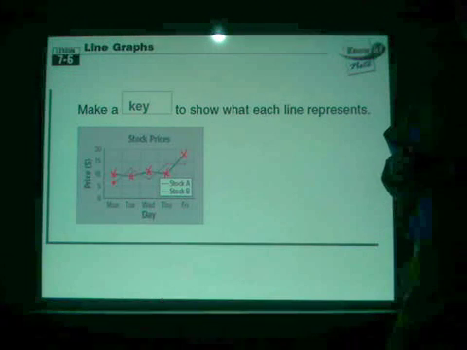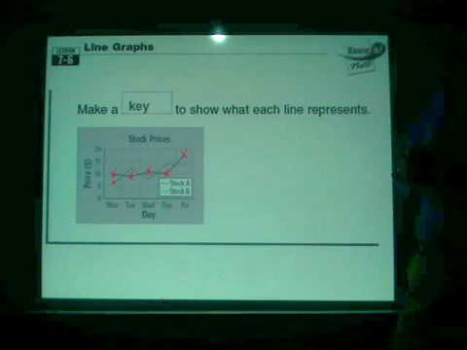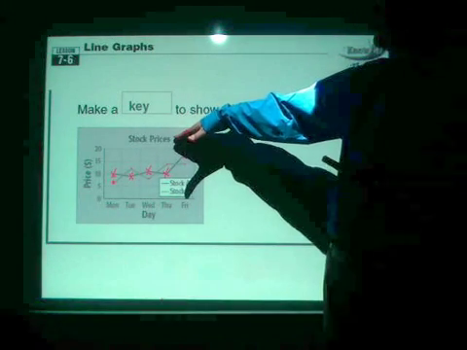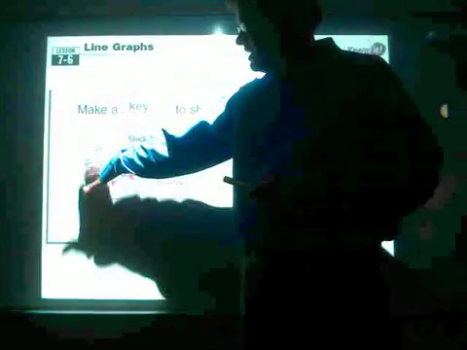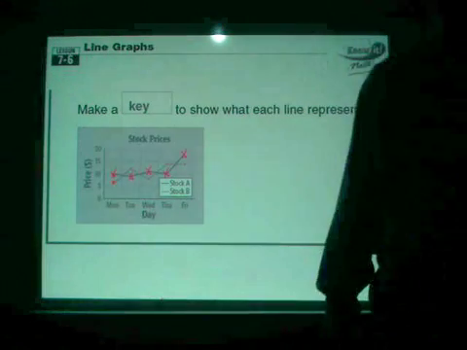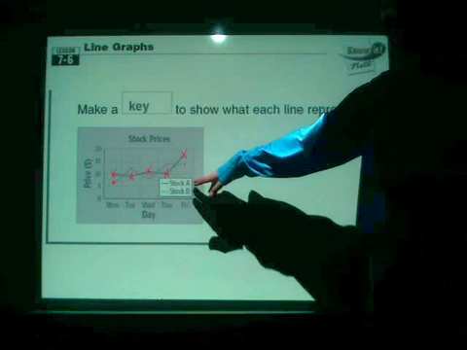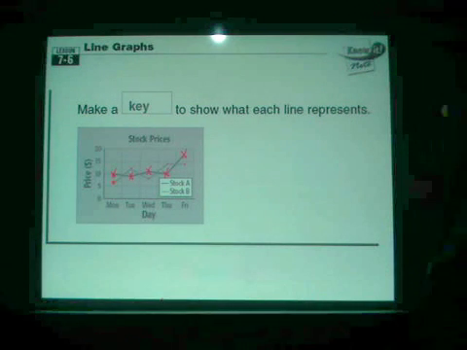Notice that our graph has all the essential pieces of a well-prepared graph. It has a title, stock prices, because that's what the graph was about, and it has labels on the X and the Y axes that represent what those things are. It also has the key that we talked about, and neatness is inherent.